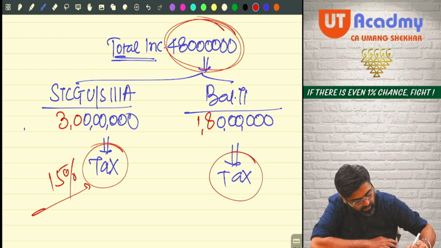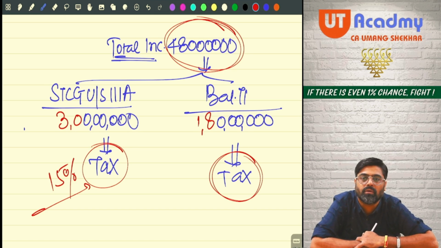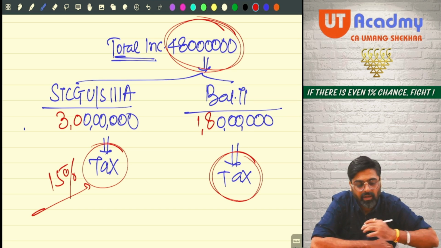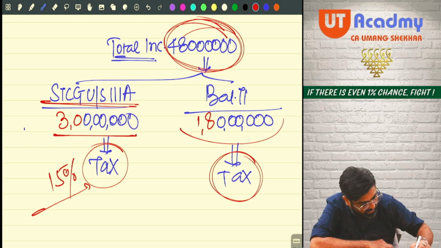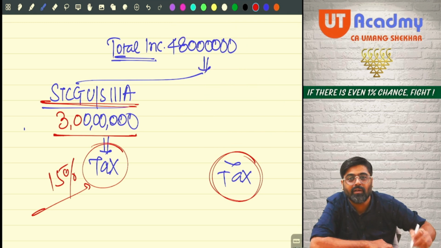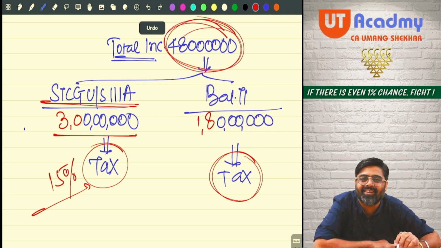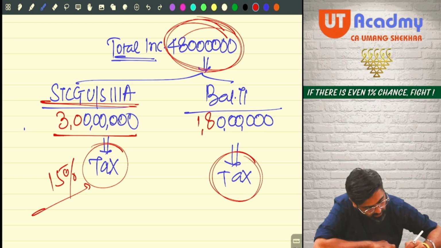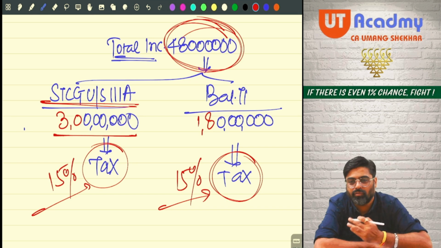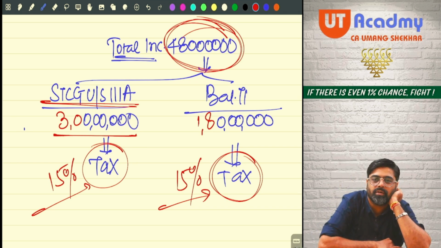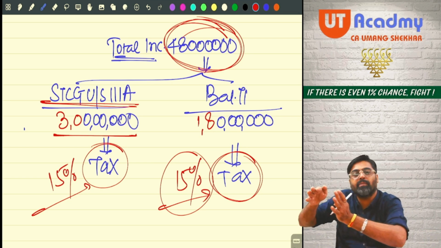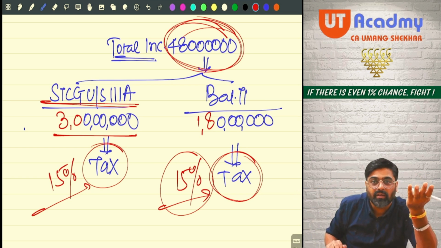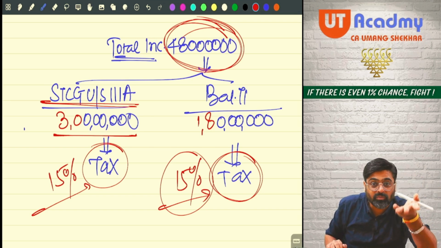Will I pay 25% on this tax? No. Why? Because from 480, when you reduce this 3 crores, the remaining income itself is less than 2 crores. So on this also, now you will apply 15%. 15 here also, 15 here also. But last time we applied 25% here. Why? Because after eliminating short-term capital gain, my balance income remaining was still more than 2 crores.